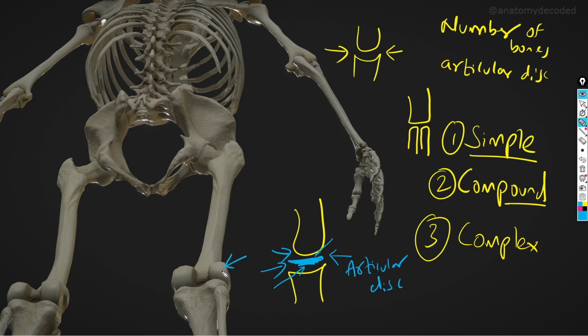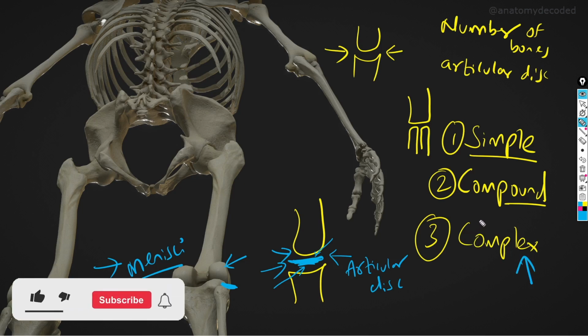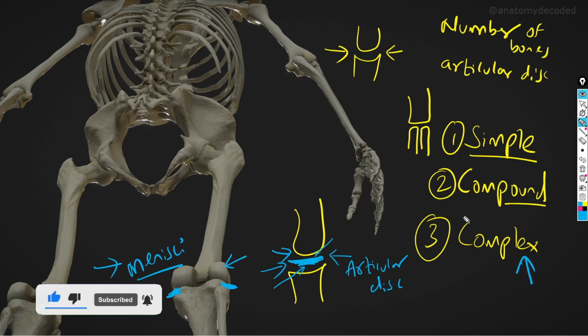In this knee joint, if you see, the condyles of the femur are quite large, but the corresponding tibia is not that concave. So there is an articular disc in the form of menisci. Sports players, you might have learned about meniscal injury, meniscal tears. In the knee joint there are menisci between the articulating surfaces. If menisci are present, then that kind of joint is considered a complex variety of synovial joint. Whenever there is an articular disc separating the two joint surfaces in a synovial joint, it is considered a complex variety of synovial joint.